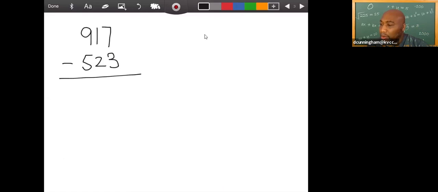So we start with the ones, and the ones is 7 and 3. Top number is 7, bottom number is 3. Since the top number is greater, we can subtract 7 minus 3. We're going to write down 4. Now we go to the next, the tens. In this case, we have the 1 and the 2. But notice the 1, the top number, is less than the bottom number. So we just can't subtract that. We want those top numbers to be greater than the bottom number.